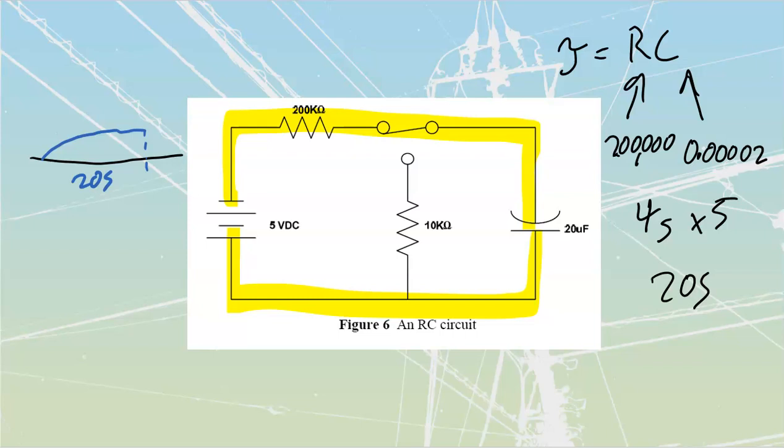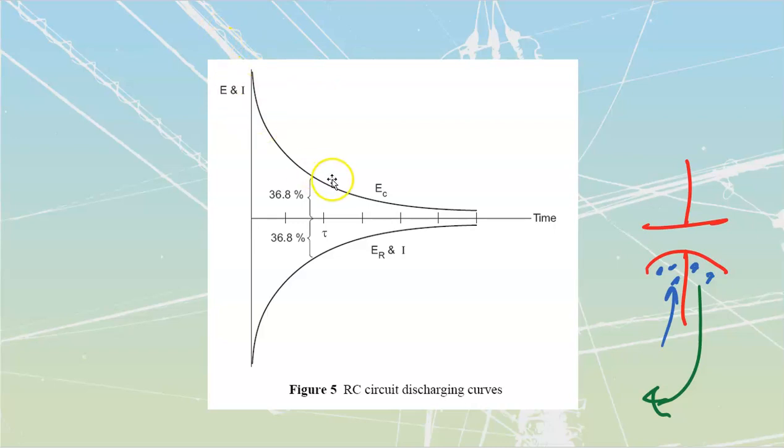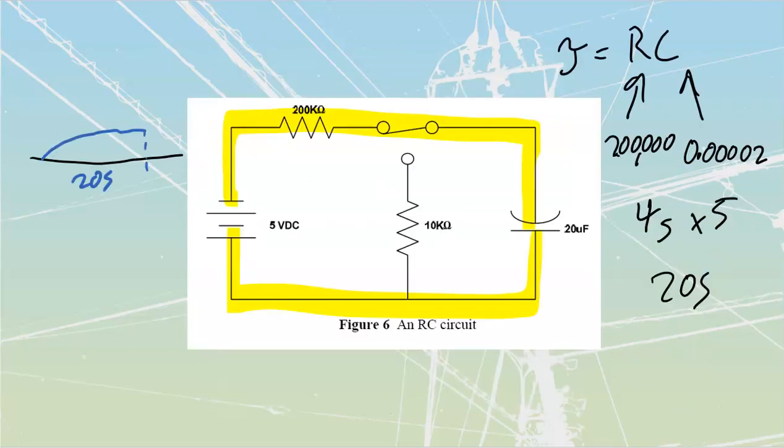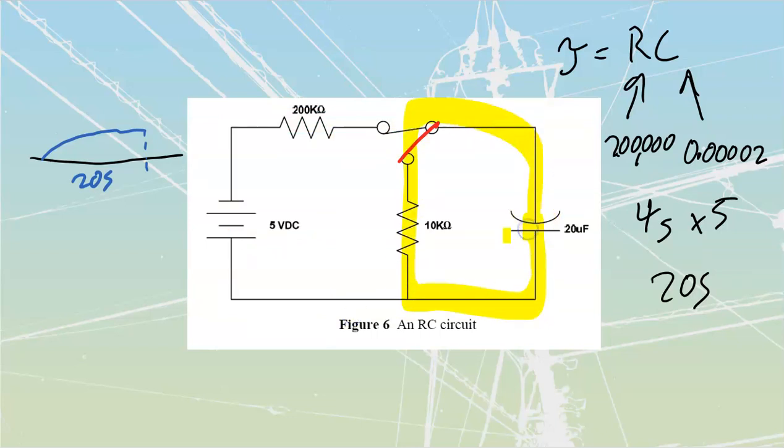Example number 3, they say when the switch is transferred to the discharge position, what will the voltage be across the capacitor after 1 time constant? Well, after 1 time constant, we know that we are going to have dropped down to this point, 36.8%. So we can just take our 5 volts and we can go and place that across that 36.8% that we are going to have over here.